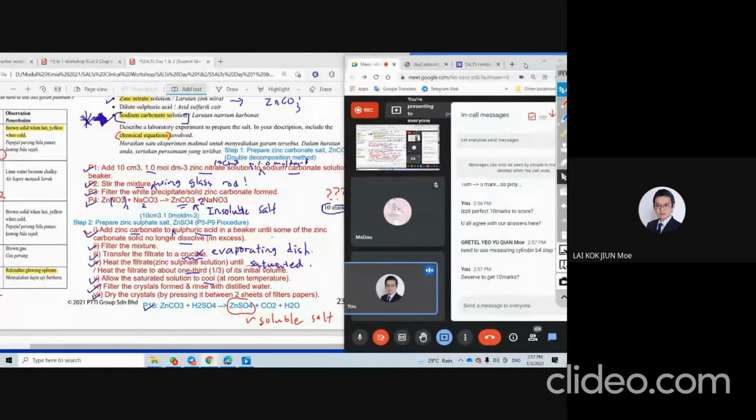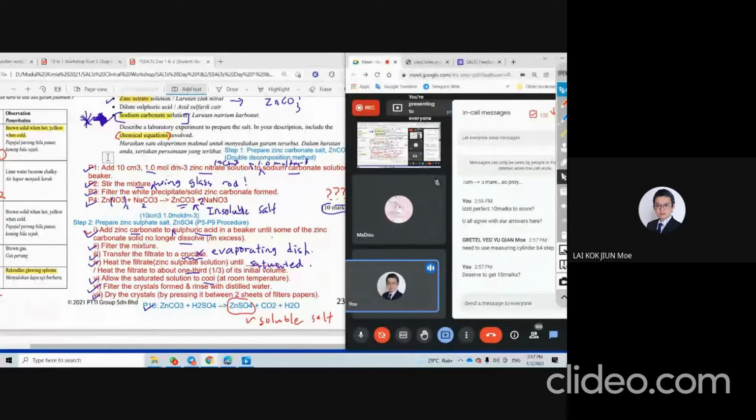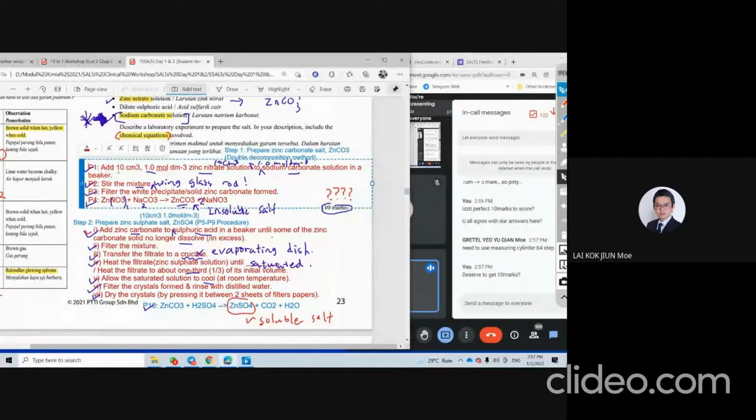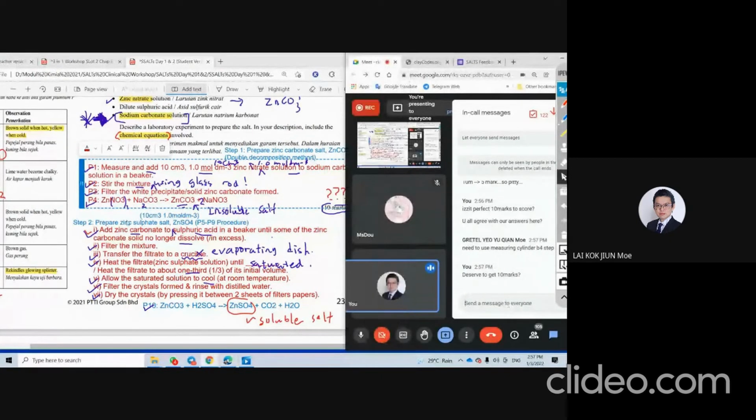Mentioning cylinder before step 1. You can give, but this one actually you add in already. That means you already measured. If you want to add, no problem. You can say measure and add in. Good. Okay, great here. We give better words. More specific, yes. So measure and add, good.